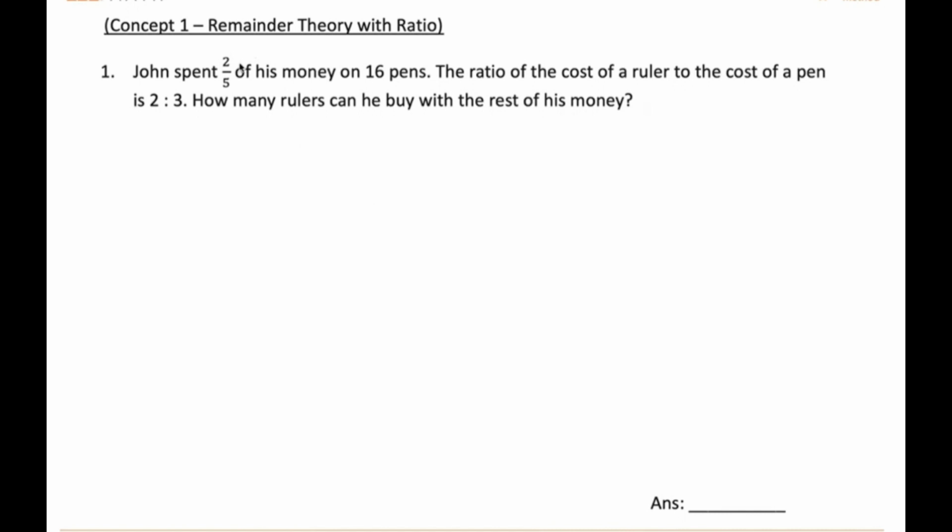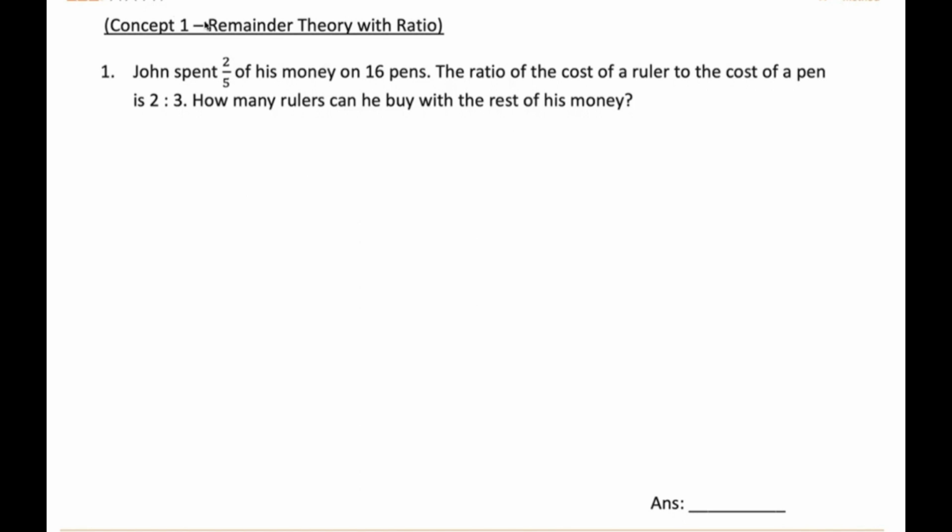So first, this represents the proportion of his money. 2/5 meaning that John's money can be divided into 5 parts, of which 2 parts were used to buy 16 pence. The question is, the rest of his money can buy how many rulers? So I will use the remainder theory to solve.